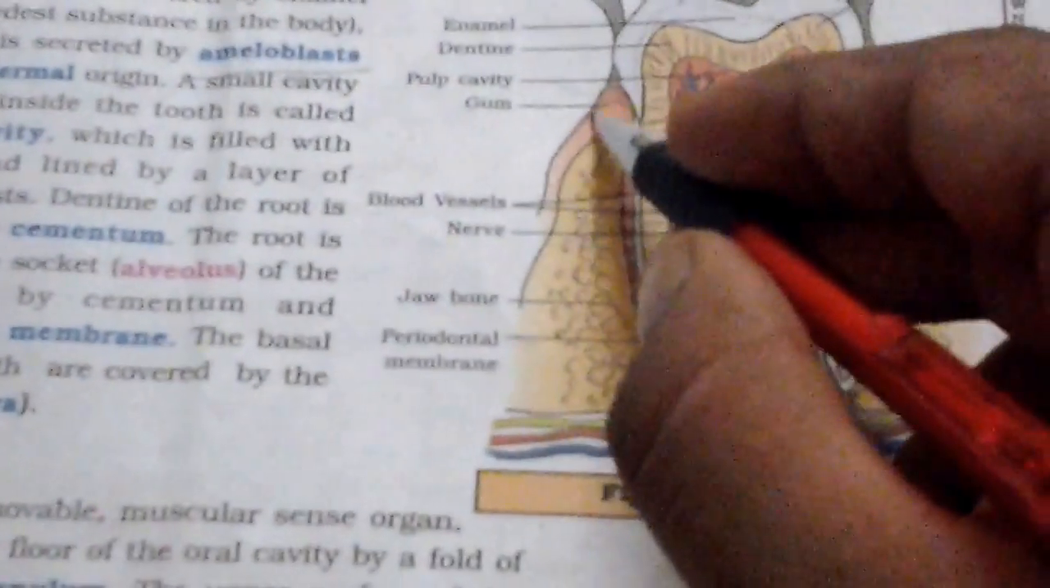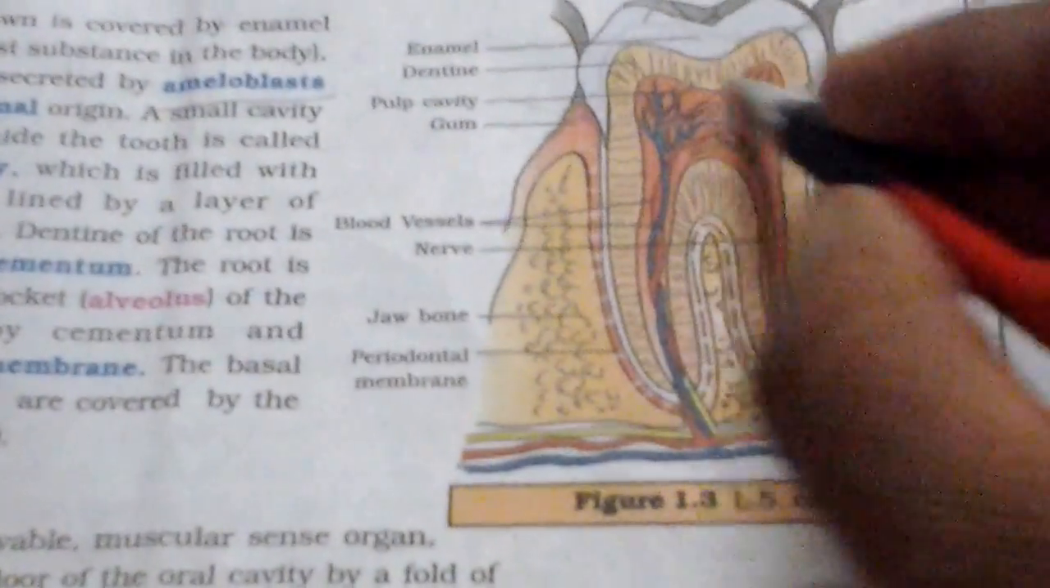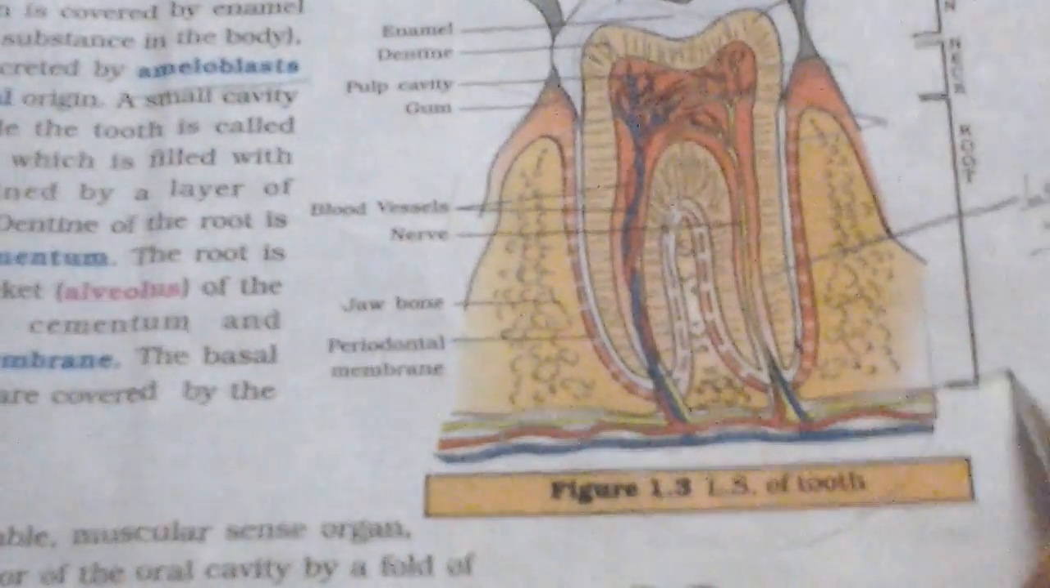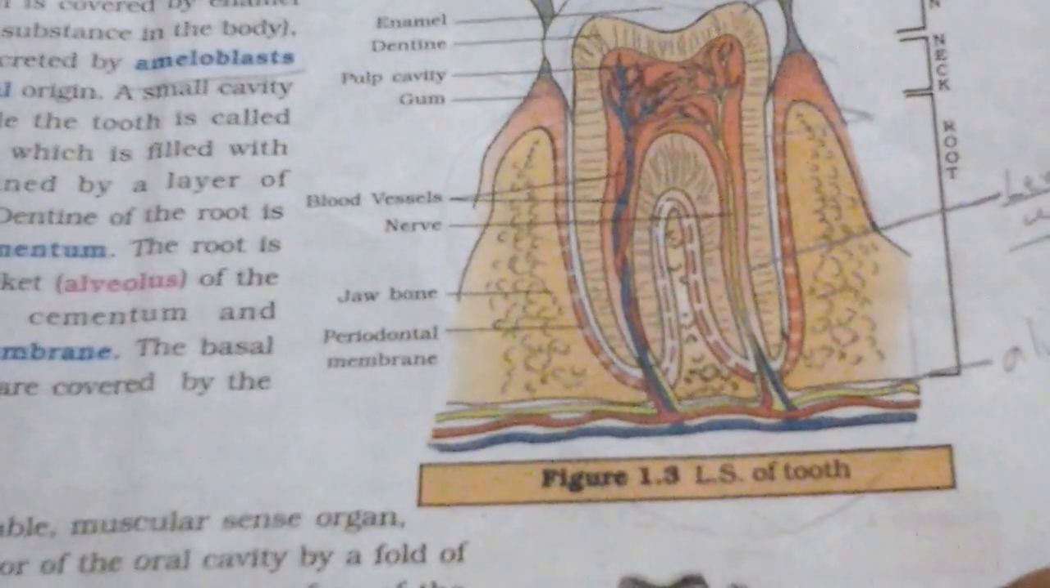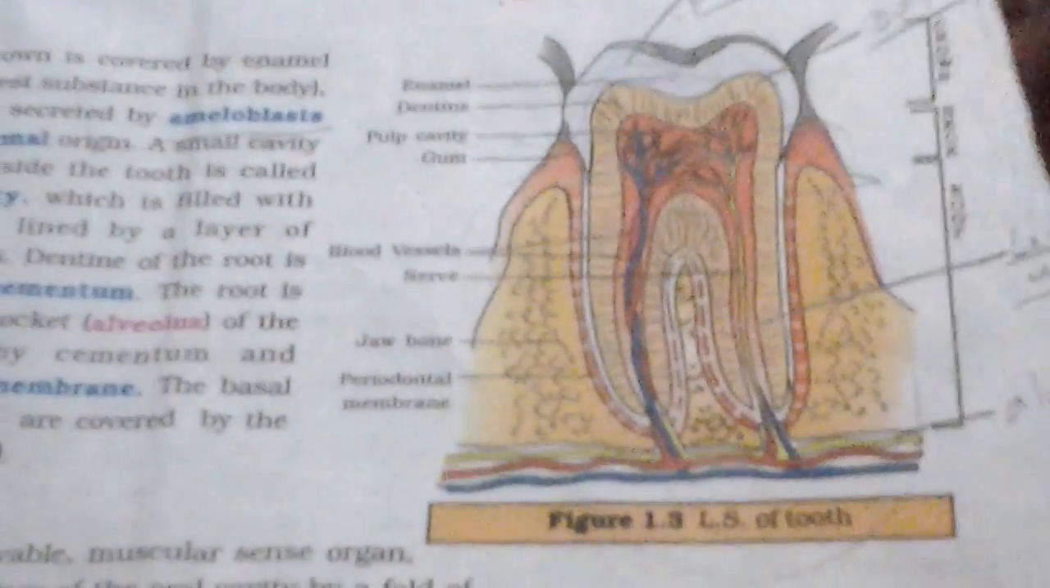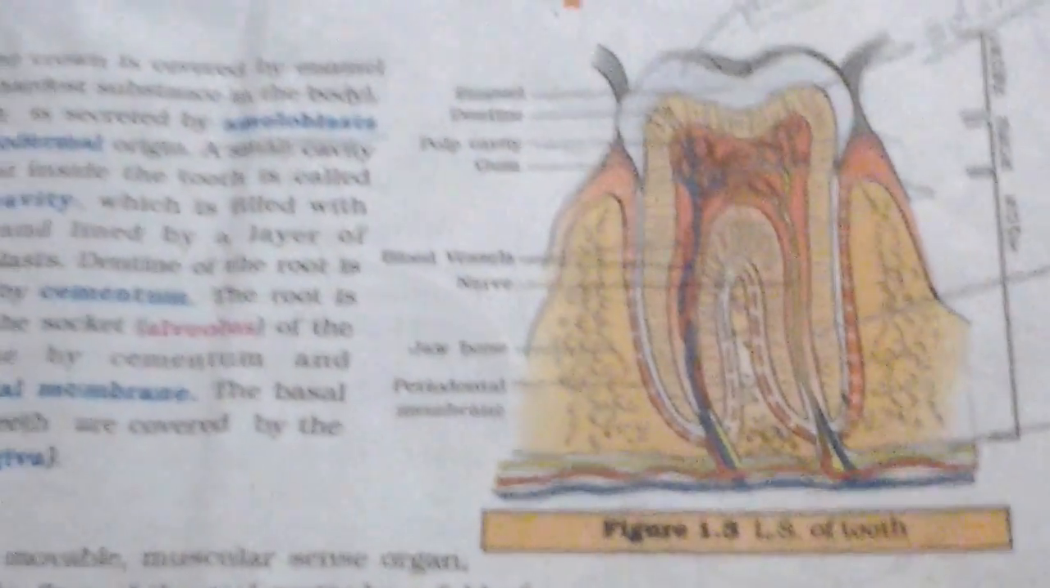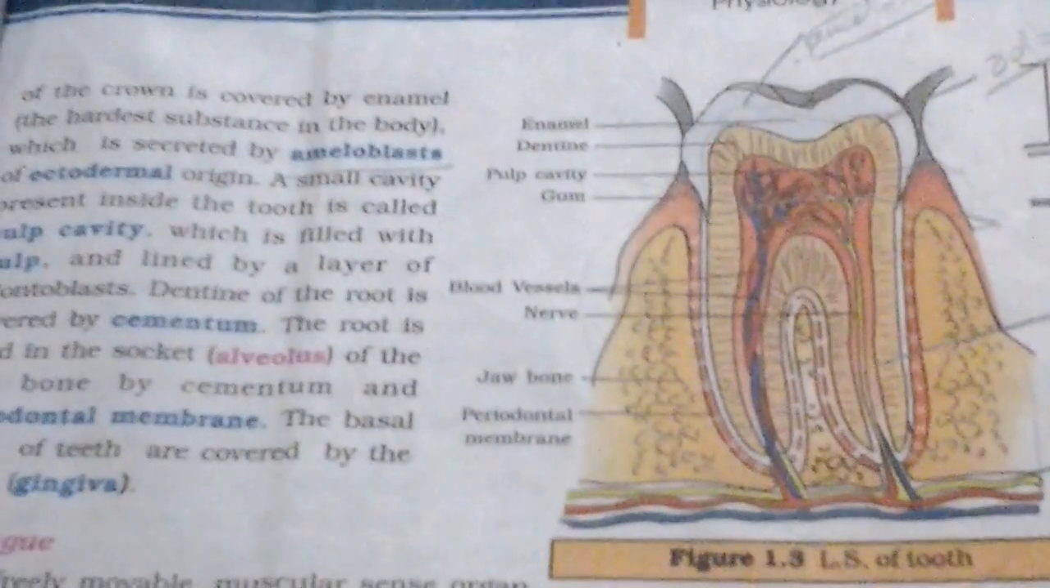And the socket in which the root of the tooth lies is called the alveolus. So the tooth lies in a socket of your jaw, which is called the alveolus.